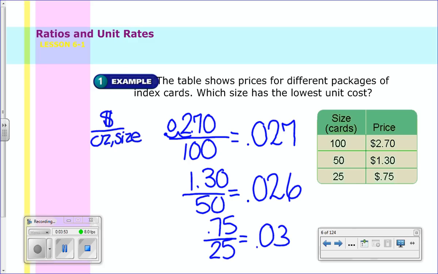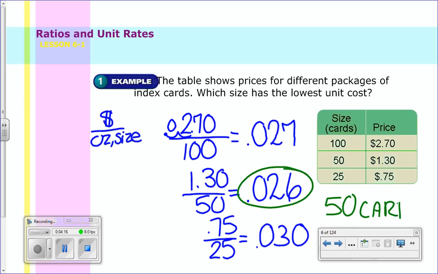So I have the 3 unit rates. And I see this has 3 decimal places, this has 3 places, and this one only has 2. To make it easier for me to compare, I'm going to add a 0 to that last one. Now they're all to the same place value, and I look. Well, the smallest price here is this one, the 26 thousandths. So which one has the lowest unit cost? Well, it's the 50 cards. So your answer for this one should be the 50 cards.